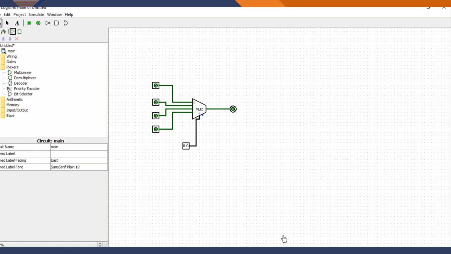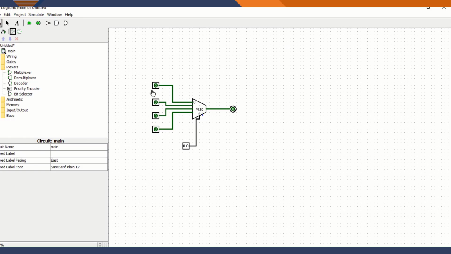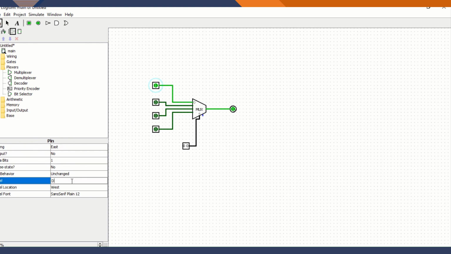First I am going to initialize my inputs here. This is D0. This is D1. This is D2. This is D3.